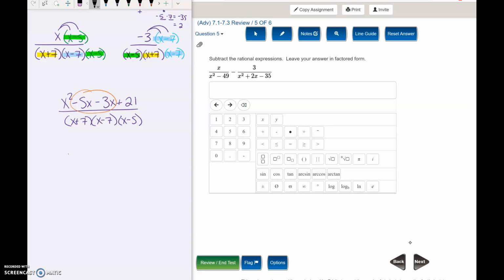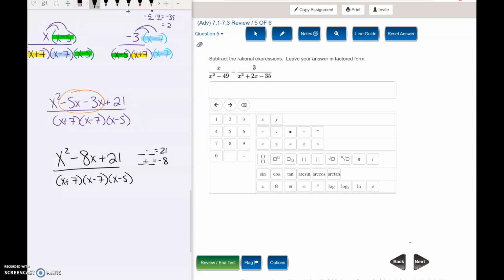So I combine those like terms, and I have x squared minus 8x plus 21 over x plus 7, x minus 7, x minus 5. We need to try to factor this top part. We're looking for two numbers that multiply to give us 21 and add up to negative 8. The only numbers that multiply to give us 21 are 1 times 21 and 3 times 7. Neither of those would give us negative 8 if we added them together. So this is not factorable.